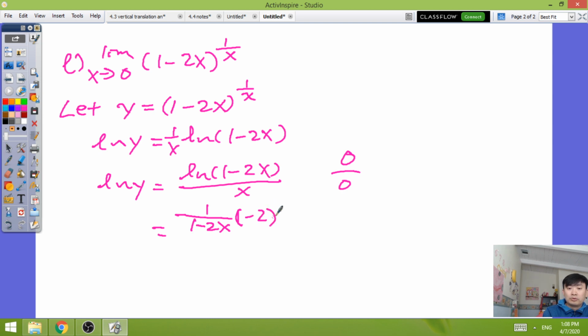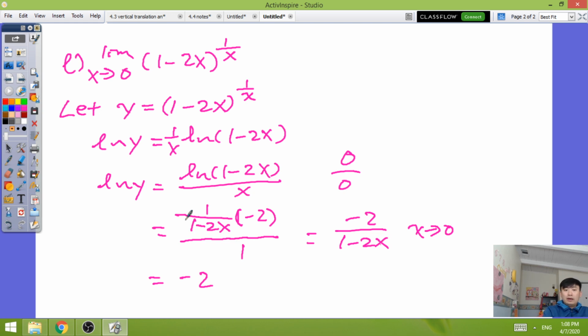Okay, so that's just the open parentheses. The denominator, that's just 1. So basically this one can be written as negative 2 over 1 minus 2x. And now let's plug in 0 and see what happens. So plug in 0, we do have 0 here. 1 minus 0, that's 1. And then negative 2 over 1, so that'd be negative 2. Again, x goes to 0, so I plug in 0 here. Again, the one that we found is natural log of y equals negative 2.